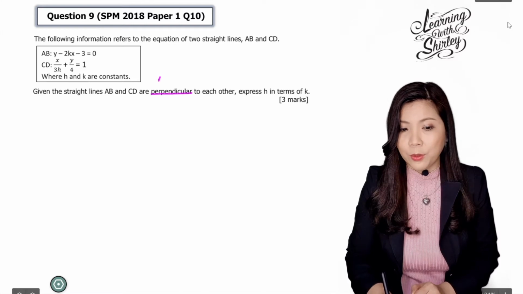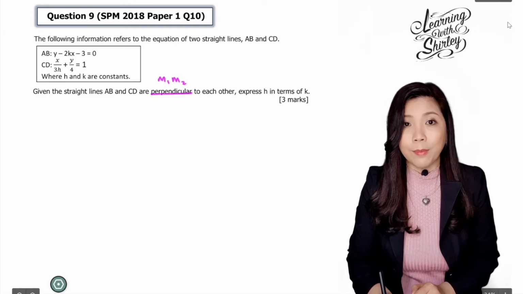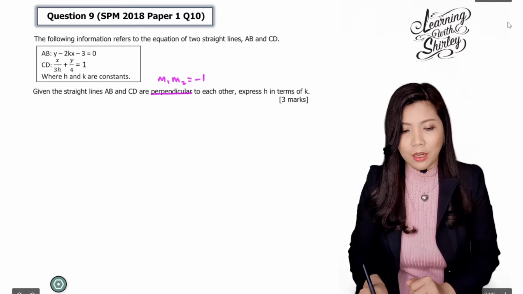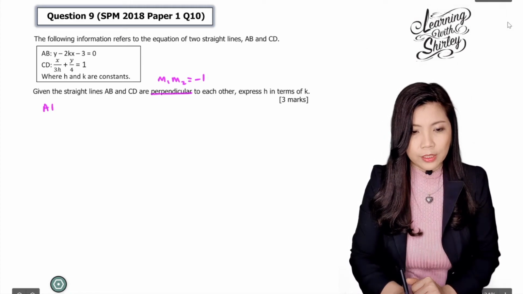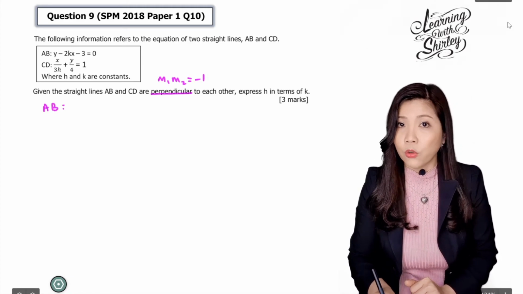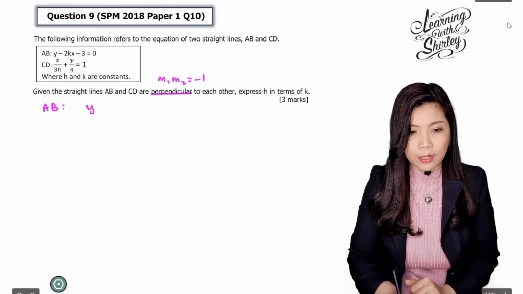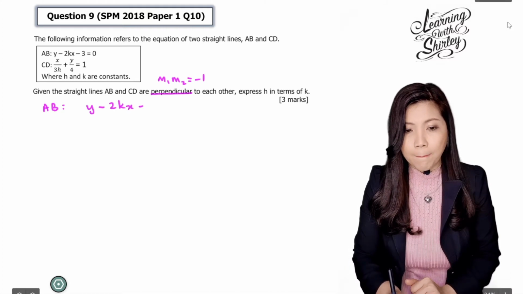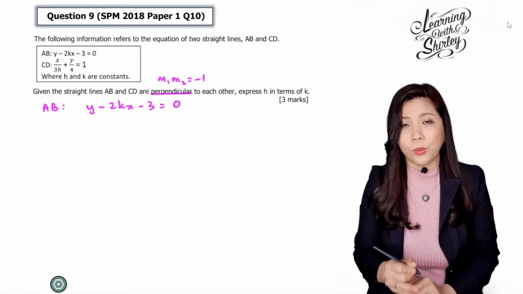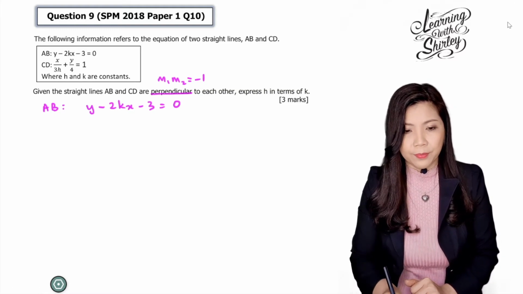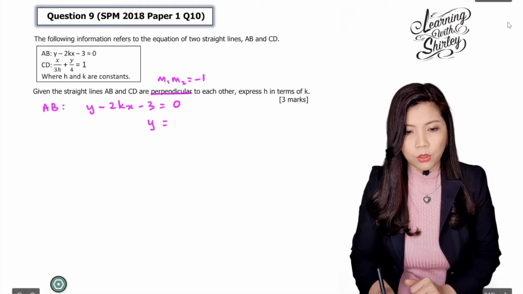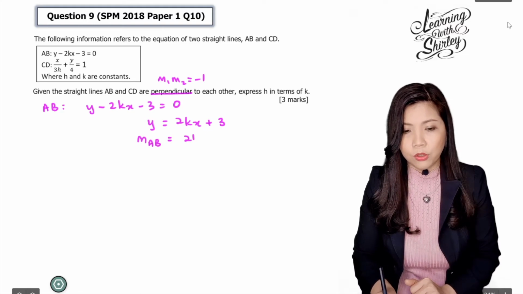When we see perpendicular, we are going to use this formula, m1 times m2 equals negative 1. Now let's solve this. For AB, we find the gradient. The equation given is y minus 2kx minus 3 equals 0. I'm going to change it to the form y equals mx plus c to find m. So y equals 2kx plus 3. Therefore, the gradient of AB is 2k.